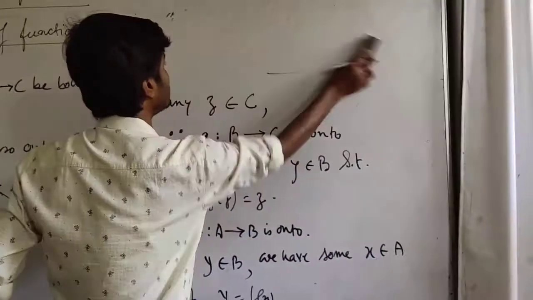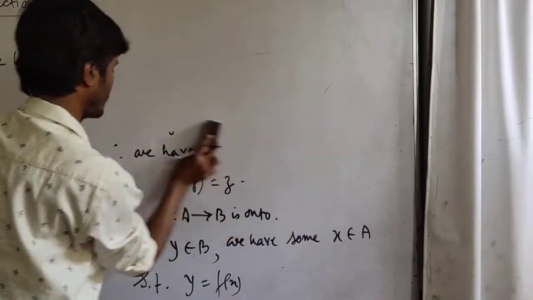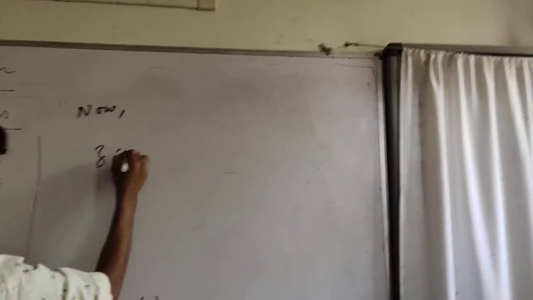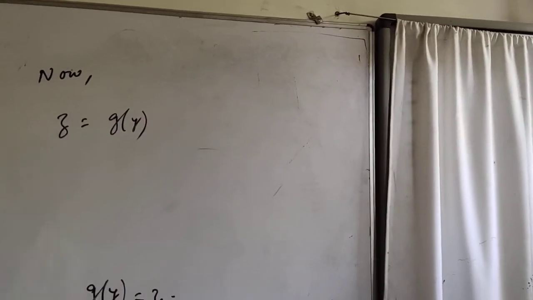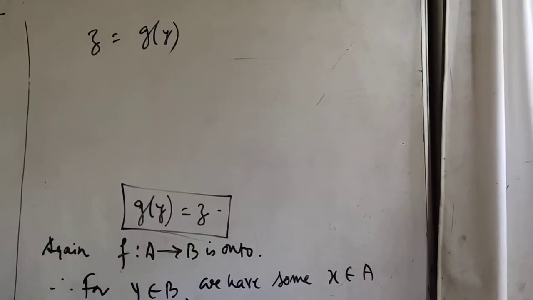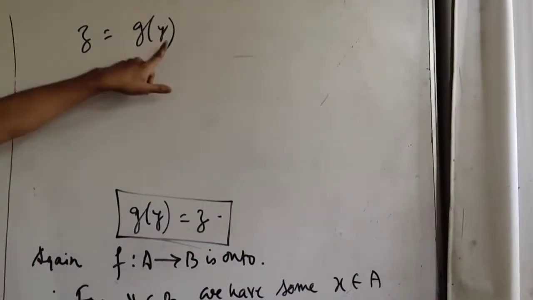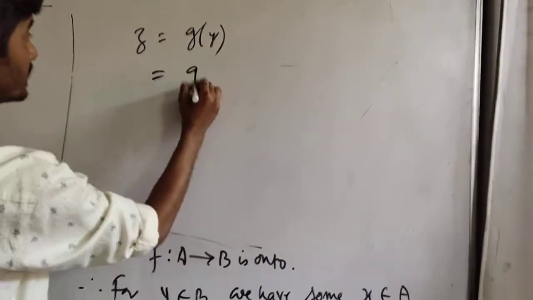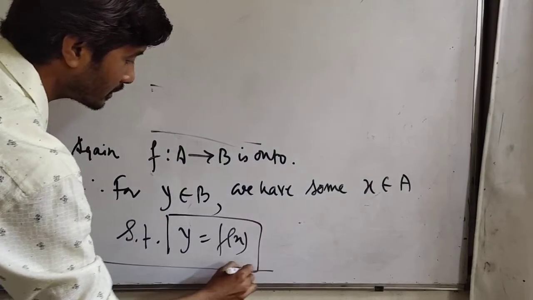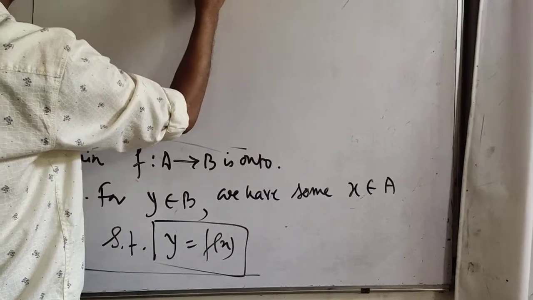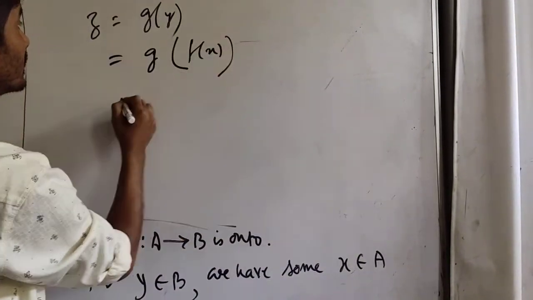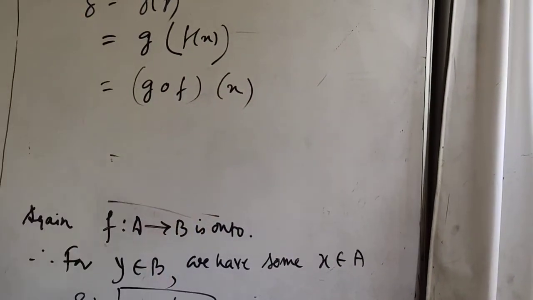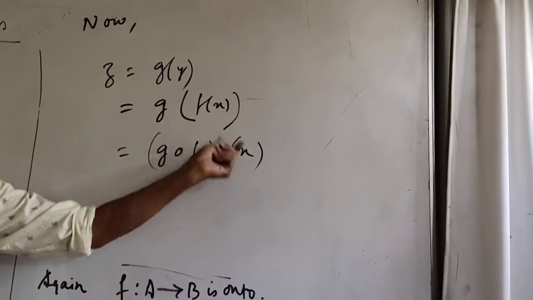Now let us see. z equals g(y). This one you see, we have rewritten this step: z equals g(y), which equals g of what is y? Since y equals f(x), we can write y equal to f(x) here. That means z equals g∘f of x. Not equal to x, but g∘f(x).